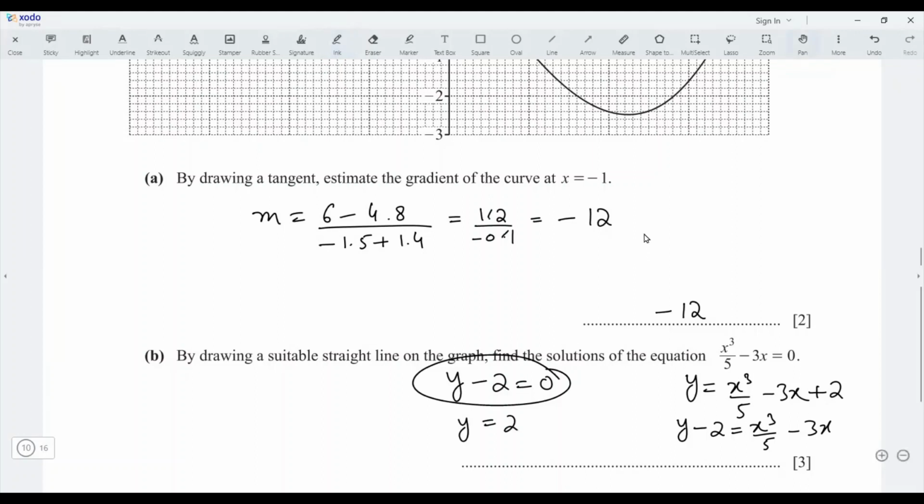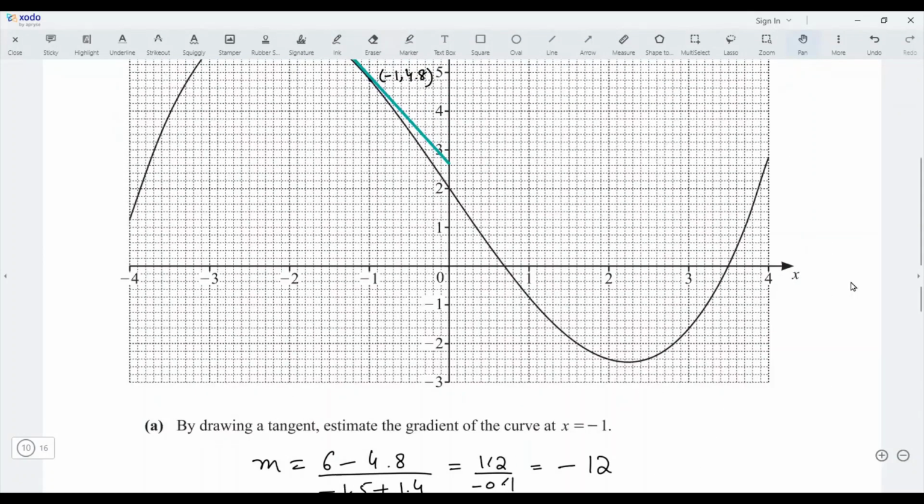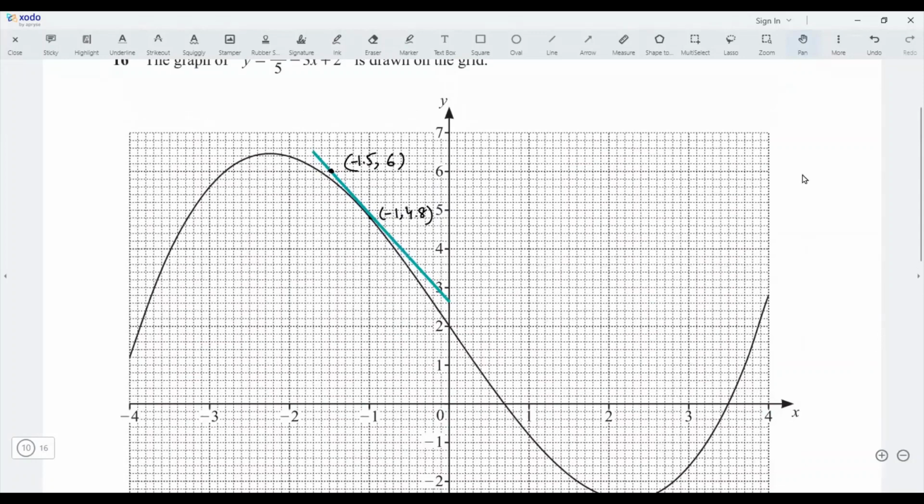So how to draw y equals 2? It is a line that is parallel to the x-axis and it is exactly passing through the y-intercept. So we have to draw a line at y equals 2 and then find the solutions for x. So it must be starting from here and passing through this.